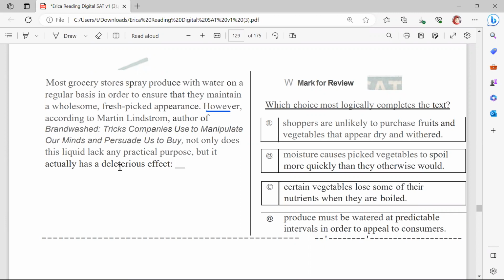Okay, right. Let's see. Now, most grocery stores, you see, most. That's the main focus here in the first sentence. Okay. Yes.